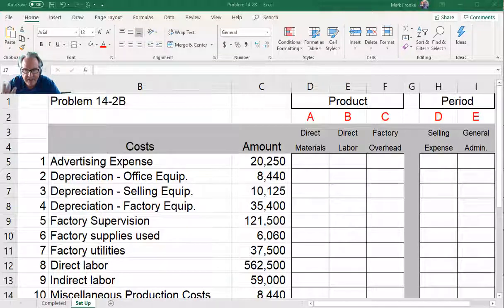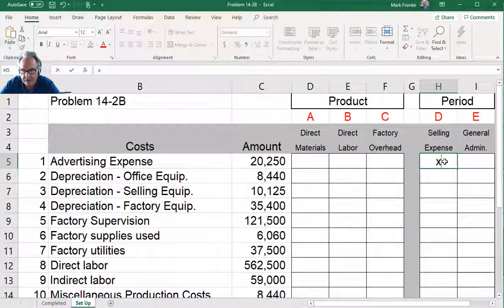of 5 categories. We have 3 categories that are considered product cost, and we have 2 categories that are considered period costs. So our product costs: direct materials, direct labor, and factory overhead. And our 2 period costs are selling expense and general administrative expenses. So I'm going to go through the list and categorize them. Advertising expense fits in the selling expense category.